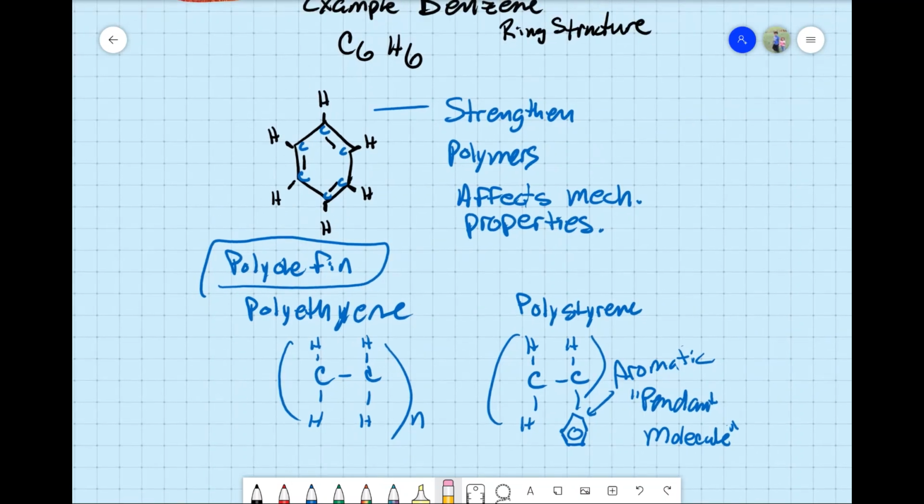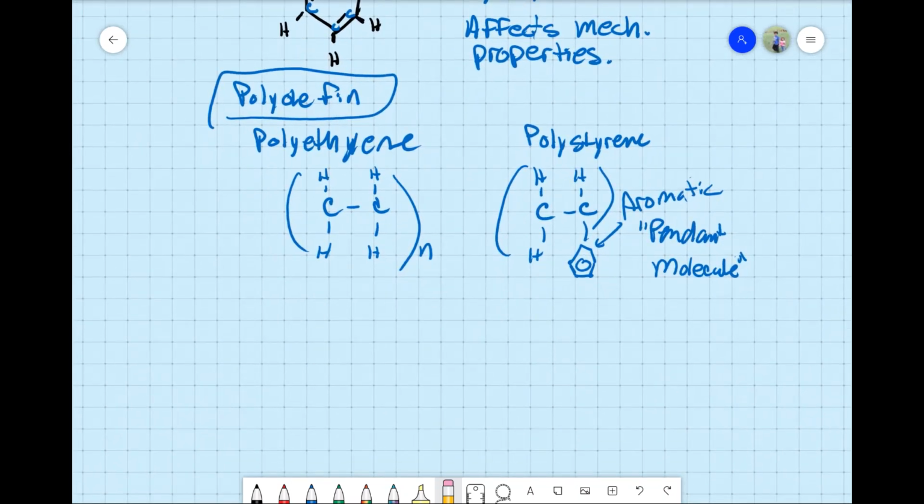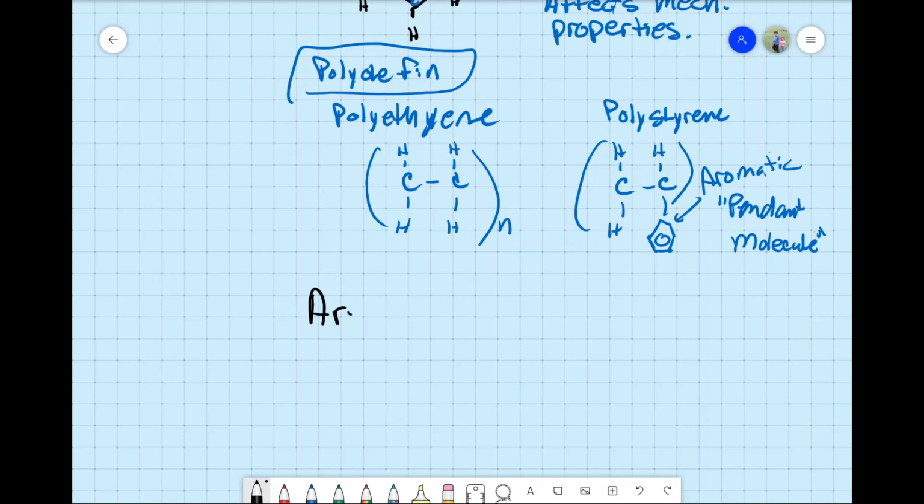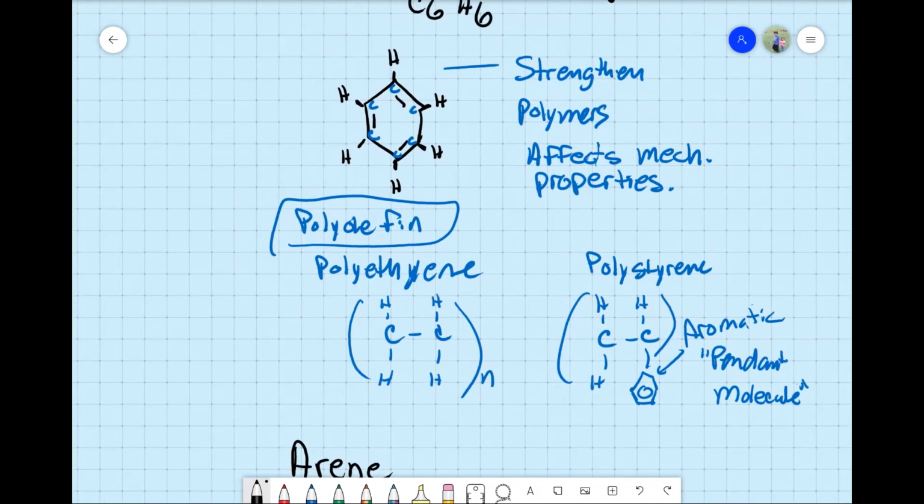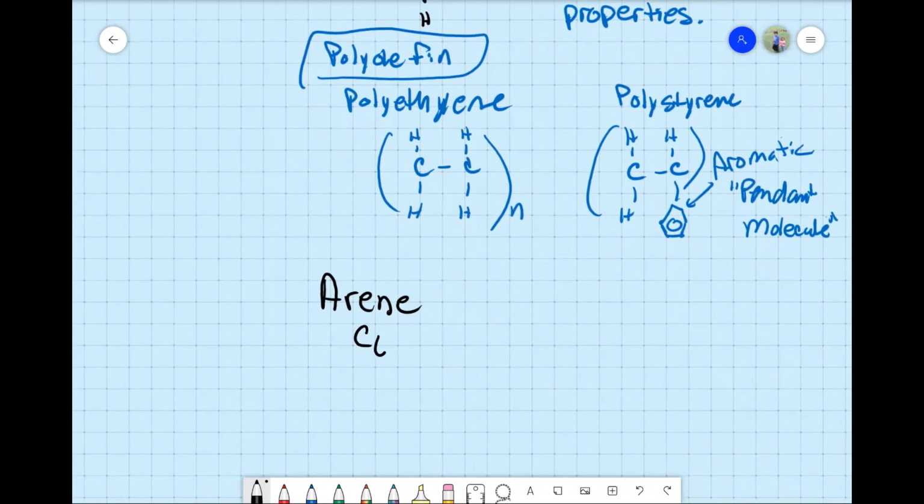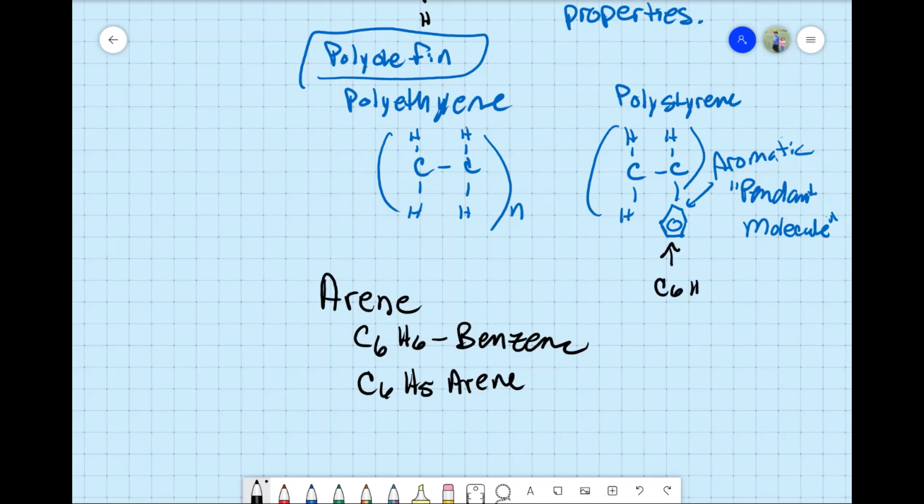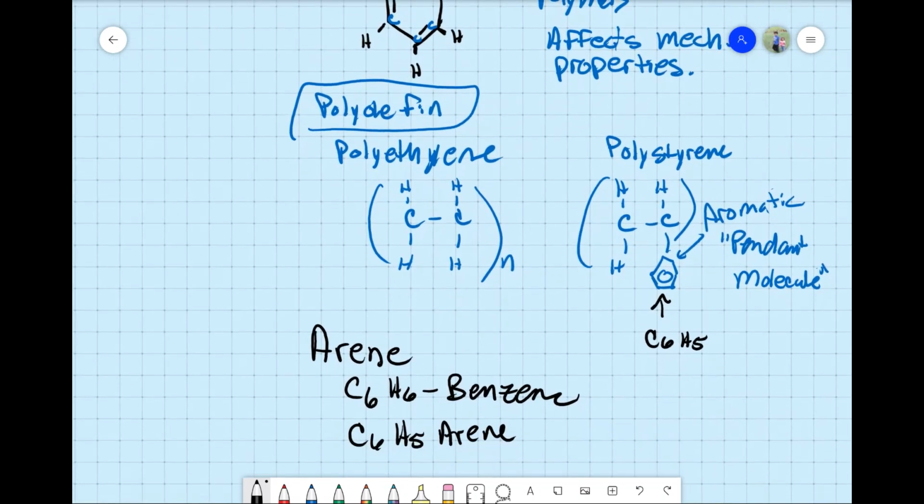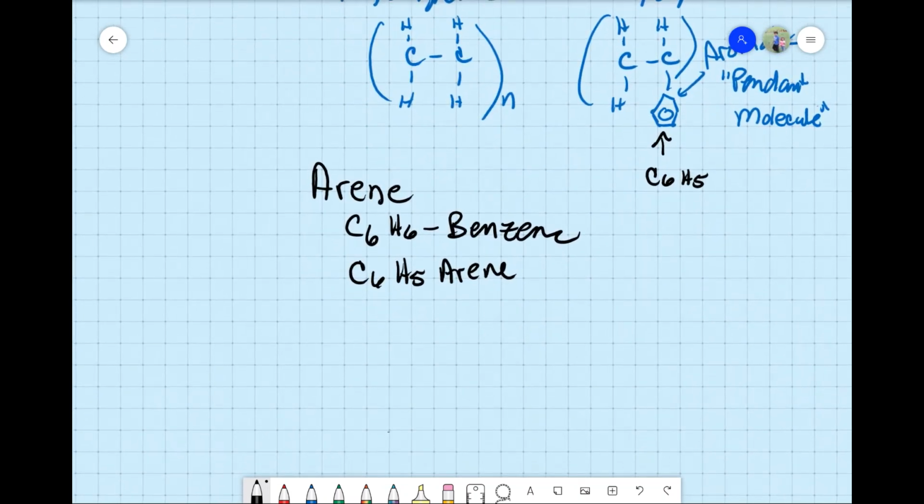Also, all right, so we have our benzene ring and we have our aromatic pendant molecule. To allow it to combine with polystyrene, basically, we have what's called an arene. And an arene would have the chemical formula. So benzene itself is C6H6. C6H5 is an arene. So this chemical formula is C6H5. And it's characterized by alternating double and single carbon bonds. They move around. There's a lot that's not really known about that movement. So it's actually still kind of interesting.